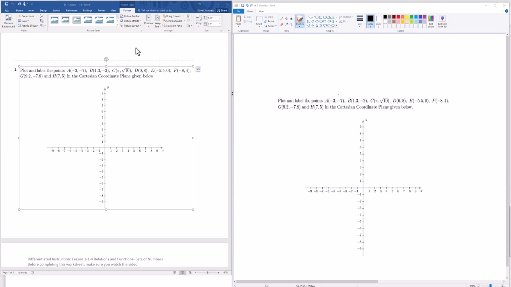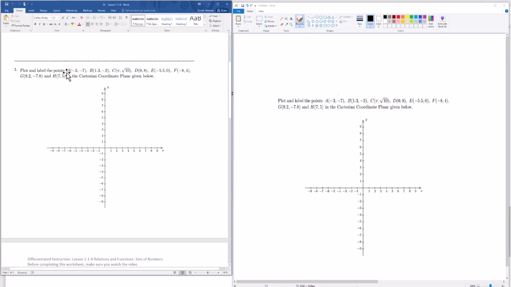All right, so let's go over some of the problems in 114. The first question says plot and label points. So let's plot and label a few of these points. Like A, (-3, -7). So we would move over -3, and then we would go down to -7. We would say that that's A.